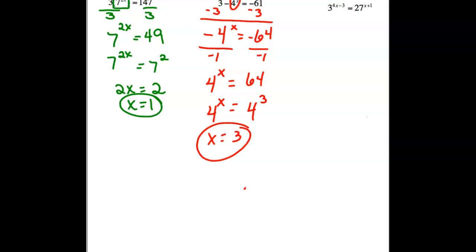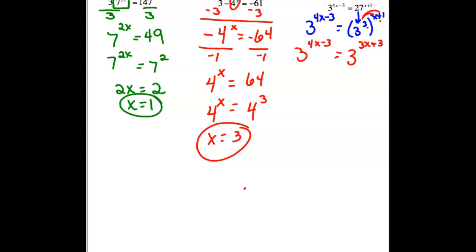All right. For our next example, we have a 3 to a power on the left. We have 27 to a power on the right side. We can convert the 27 into 3 cubed. But be careful because that 27 is being raised to a power, so our 3 cubed is still being raised to that power. On the right side, we have a power to another power, so we multiply those. This would be 3 to the, if we distribute, 3x plus 3.